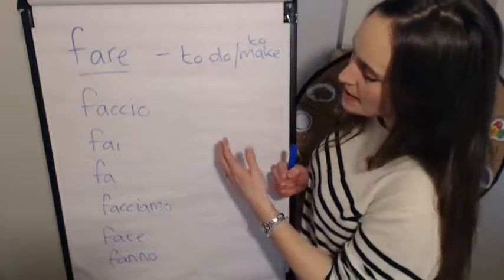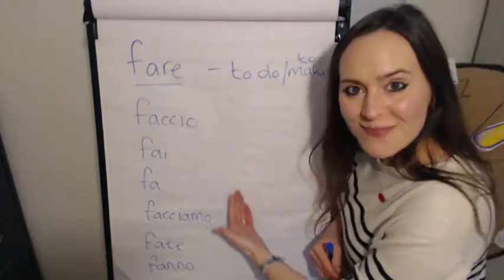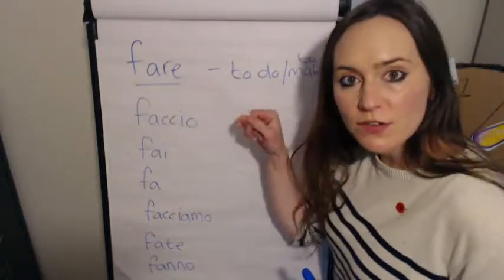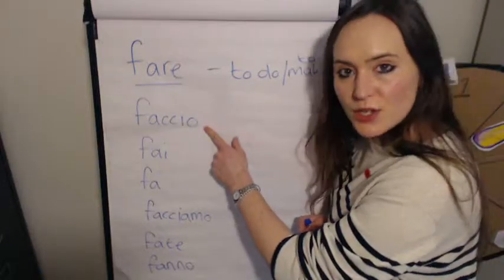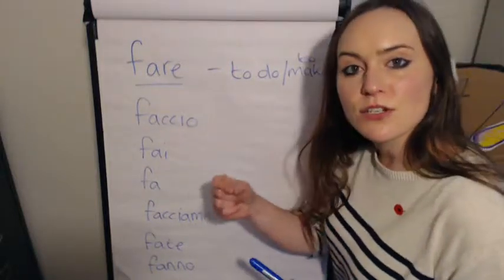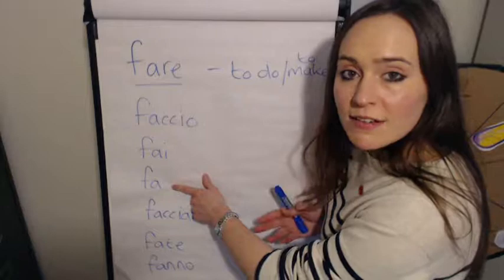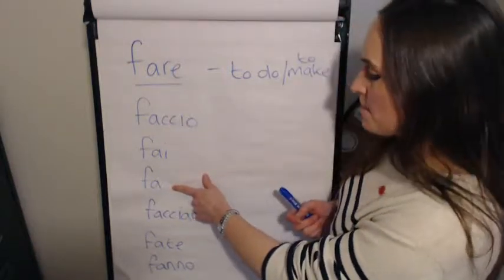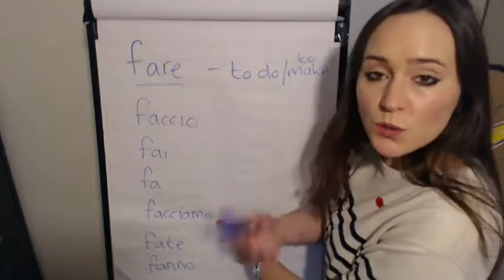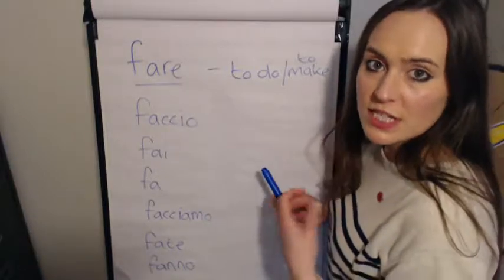So fare, let's have a look. This is why it's irregular: it doesn't follow a set pattern when you conjugate it. Instead of just having an O, I, A at the end, like most ARE verbs, this is what happens. Io faccio, I do or I make, double C. Tu fai, lui, lei, or the Lei formal, fa. Faccio, fai, fa. Facciamo, that's a we do or we make. Faccio and facciamo both have a double C ch sound.